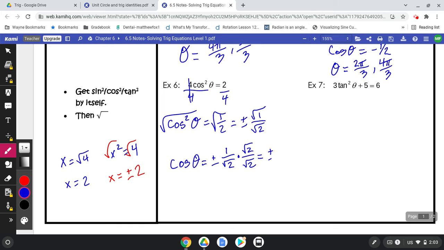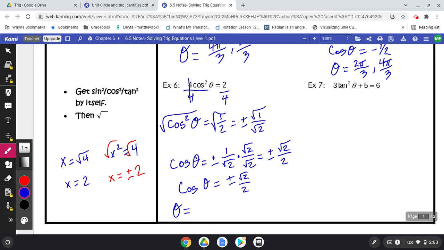And that leaves us with plus or minus square root of 2 over 2. Now, at this point we are ready to go, but notice there's a difference here. Now it's plus or minus square root of 2 over 2. So because of that, there will be two answers for the positive square root of 2 over 2. There will also be two answers for the negative square root of 2 over 2. Okay? And so because of that, we will have 4 total answers.